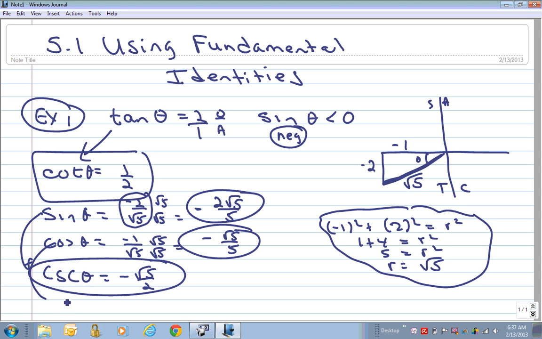And the same thing we'll do with secant. We'll go back to the original, and we would have secant theta is negative square roots of 5 over 1, which is just negative square roots of 5. And there we have it. All right. Just wanted to let you know where we were. We were in quadrant 3, and that would be example 1.